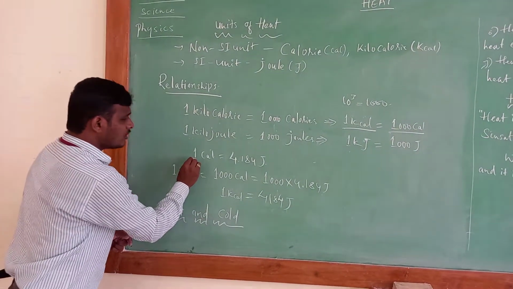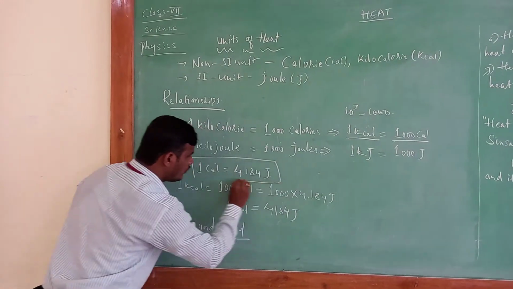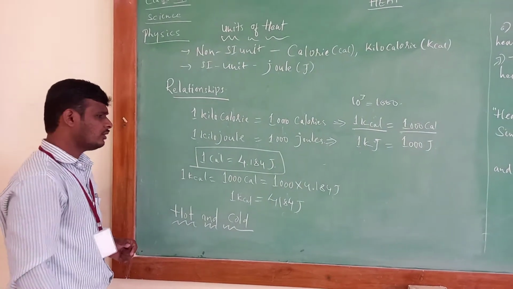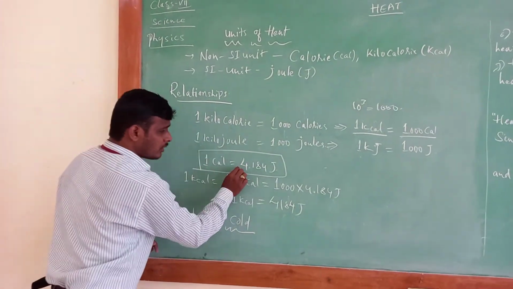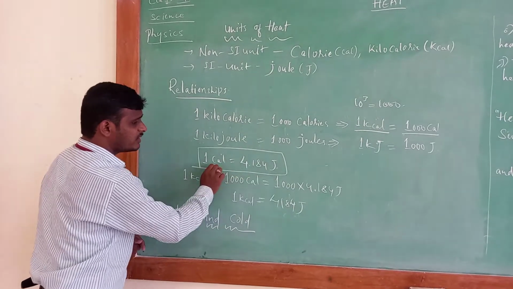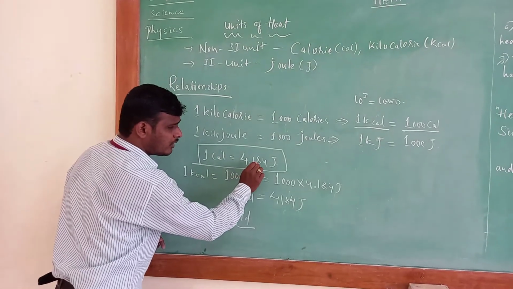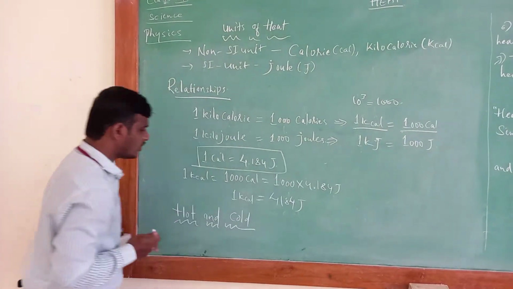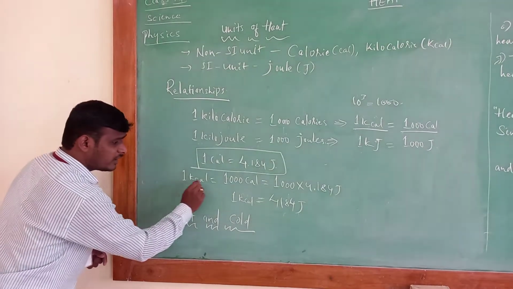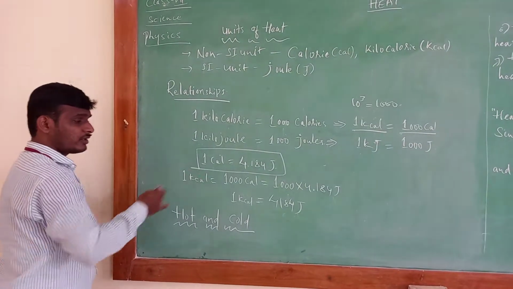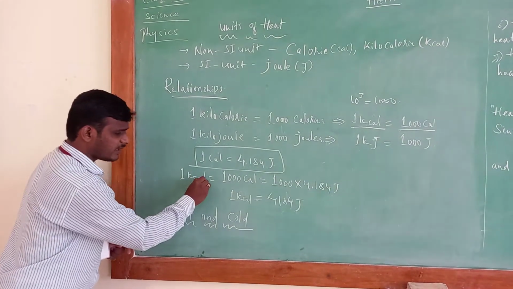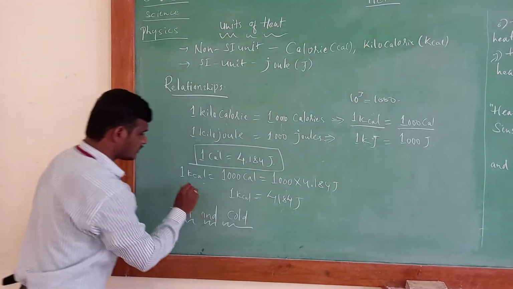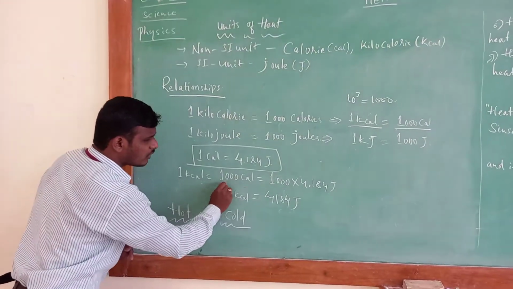Now see here, 1 calorie is equal to how many joules? 1 calorie is equal to 4.184 joules. Now 1 kilocalorie is equal to how many joules? Let us calculate here. 1 kilocalorie is equal to 1000 calories.